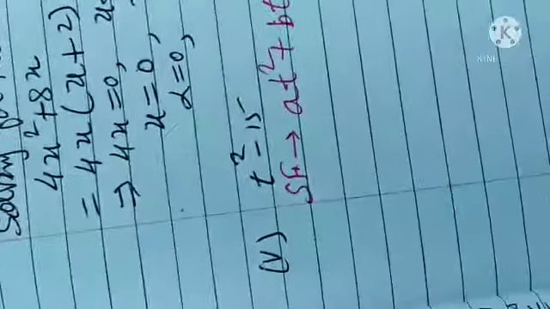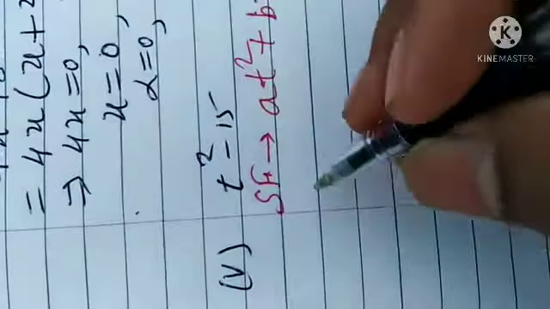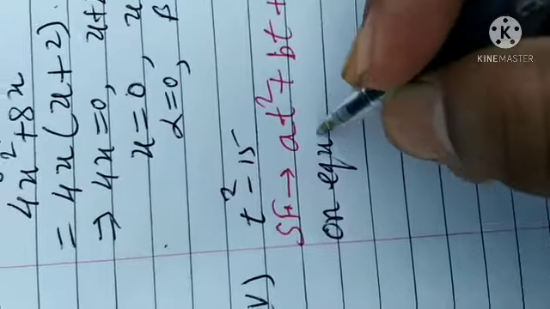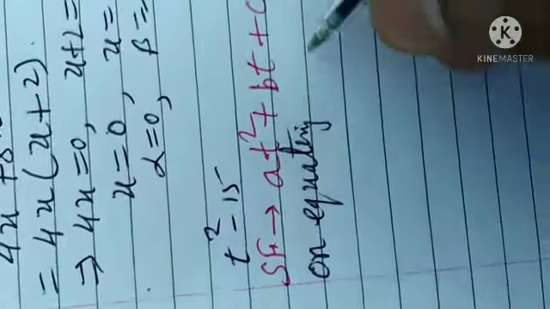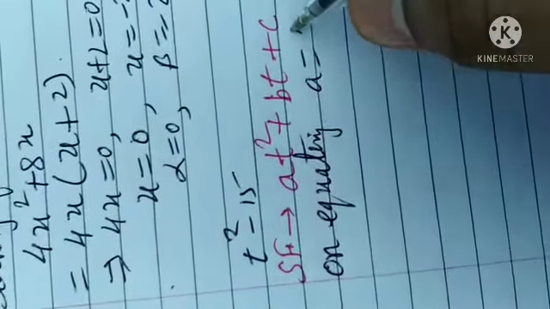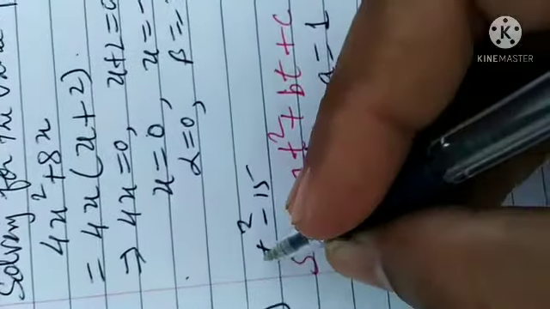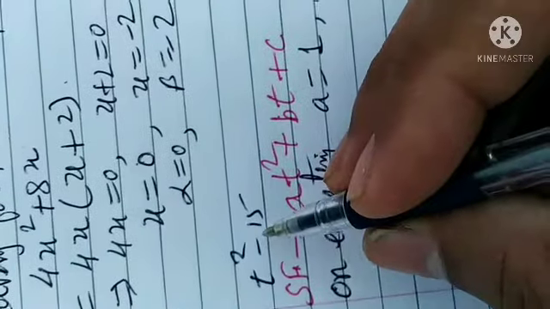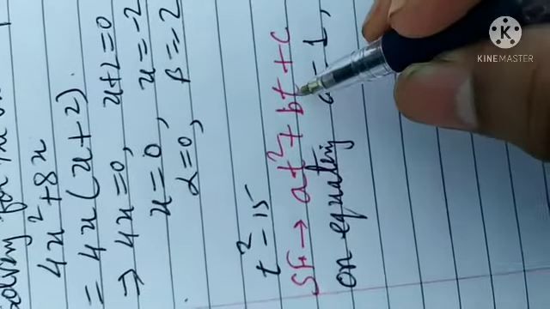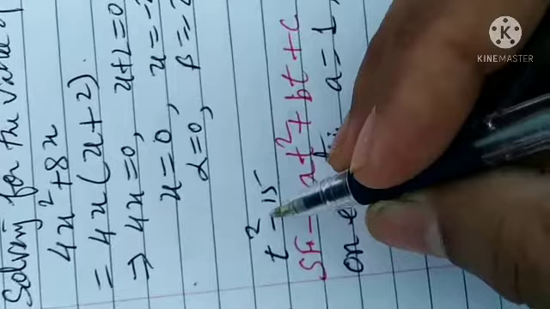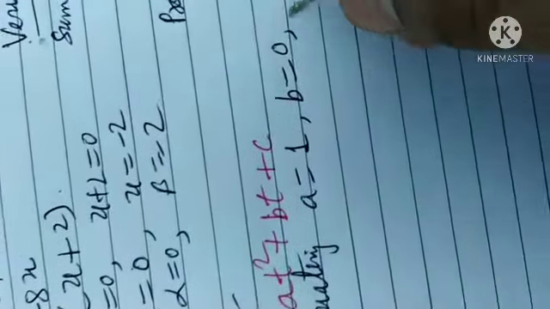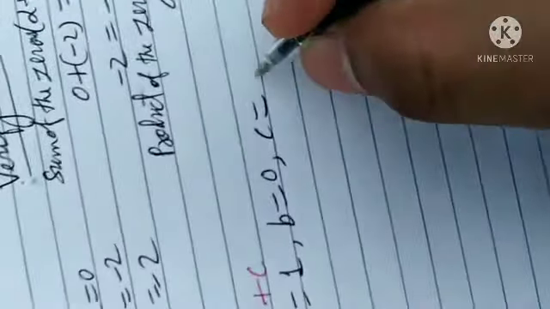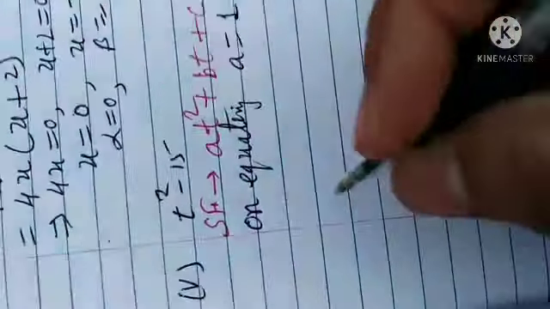Okay. Now on equating, we will equate. On equating, a is equal to 1, because here t square coefficient a is 1, and b is equal to, where is the b constant term? Here the coefficient of t is b, here not given, it means 0, and c is equal to constant term here, minus 15, so write here minus 15.